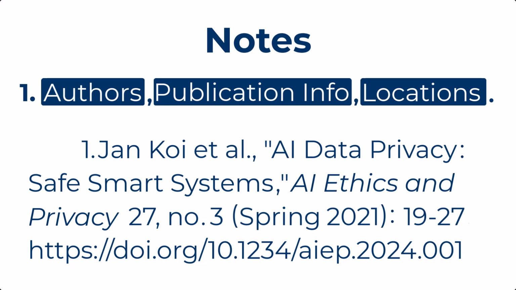Oh, and that period we added after the page numbers is now in the wrong place. Move it to the end of the note and add a comma after the page numbers. And that's it. You now know how to write a Chicago-style or Turabian-style footnote for a journal article.